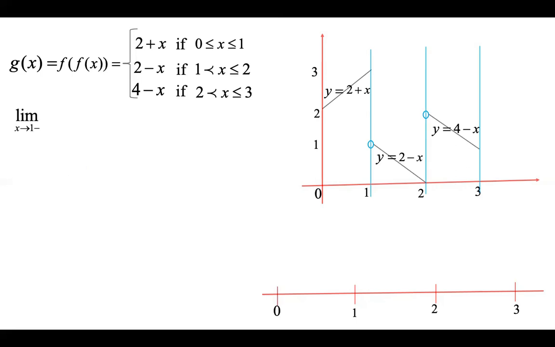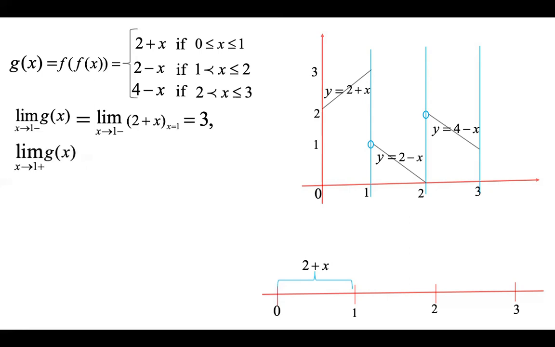So at x is equal to 1, I am evaluating its left limit, the left limit of the function g of x as x tends to 1 minus. At 1, the left side is given by 2 plus x. The 2 plus x must be evaluated at x is equal to 1. I got it to be 3. So for this f composite f, at 1 the left limit is 3. And at 1 the right limit is, on the right side of 1, the function piece is given by 2 minus x. When it is evaluated, I got 1.